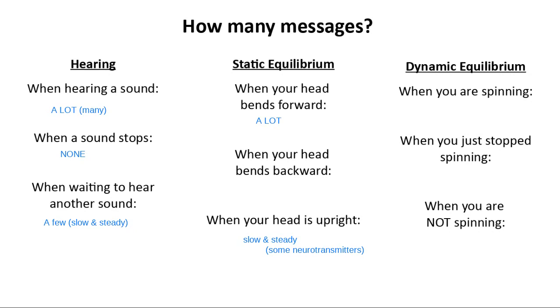When your head starts to go forward, when you're driving, hopefully not driving, right? When you're sitting in class and you're really tired, your head starts to go forward, that causes a bunch of neurotransmitters to be spit out. We register that as, uh-oh, I'm bending forward. When I bend backwards, when my head starts to go back, what's going on with my neurotransmitters at that point?